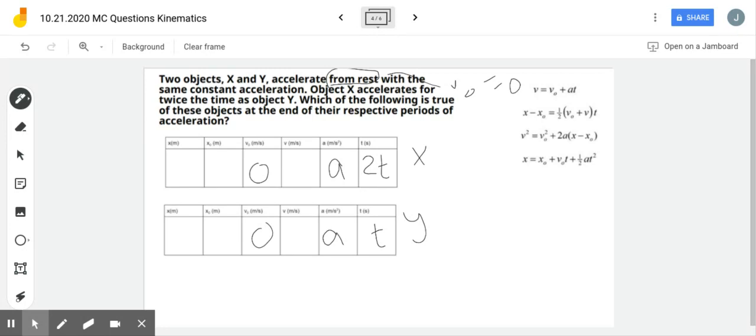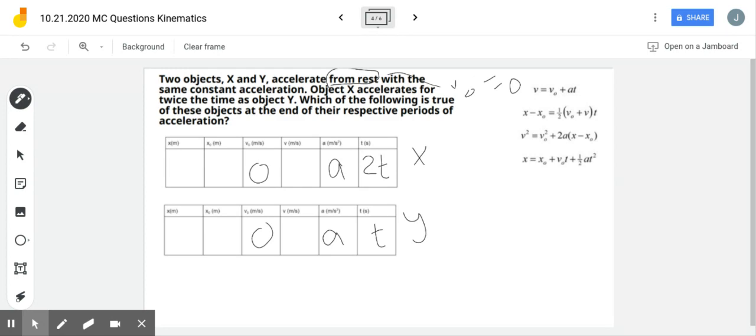Okay, so I didn't include the choices, but we've got either object x has traveled twice as far, or 4 times as far as y, it has traveled the same distance as y, or it's moving 4 times faster than object y.